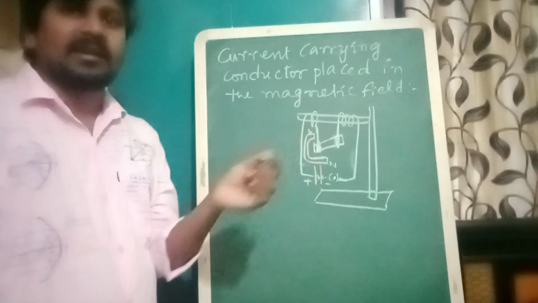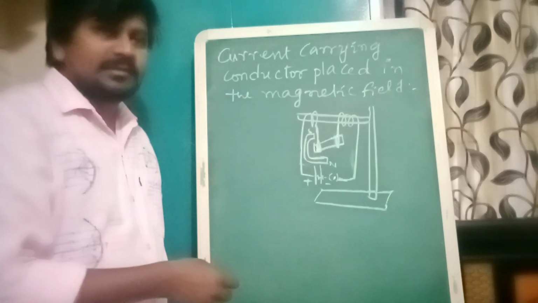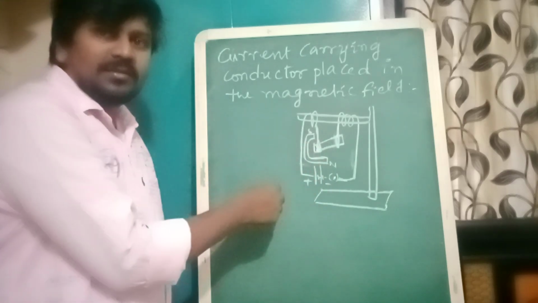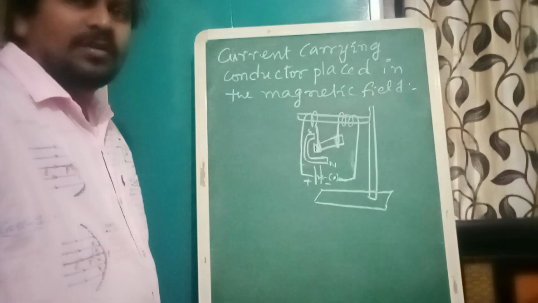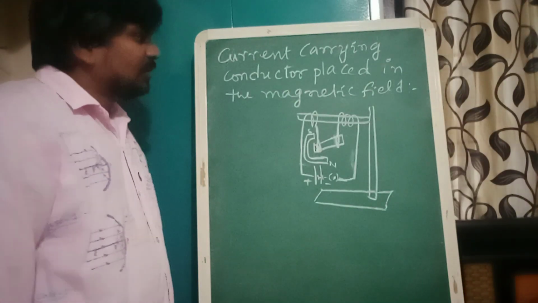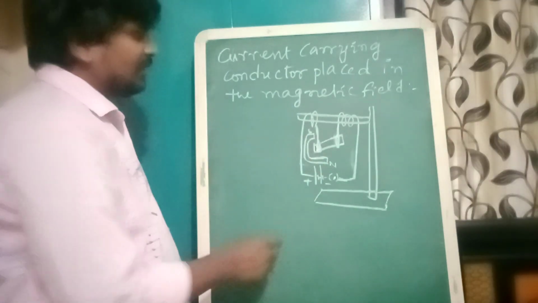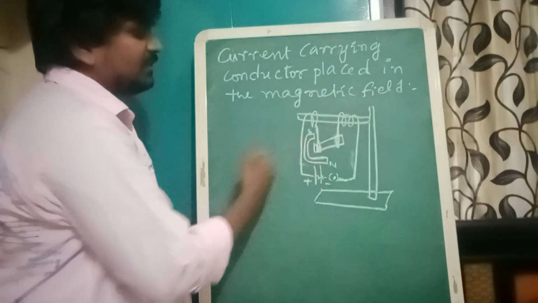This is a U-shaped magnet. So I place the U-shaped magnet like this. So the conductor is placed in the U-shaped magnet. I hope it is clear to you. Just check it once. This is the north pole, this is the south pole. Clear? So the current carrying conductor is placed in the magnetic field.